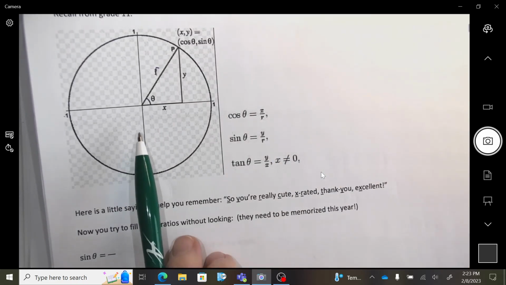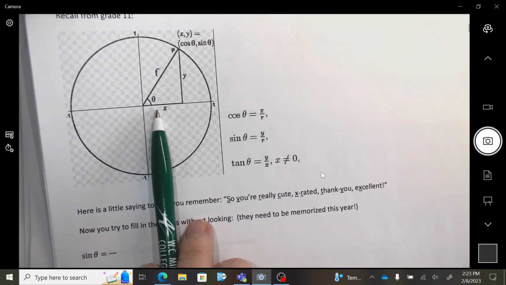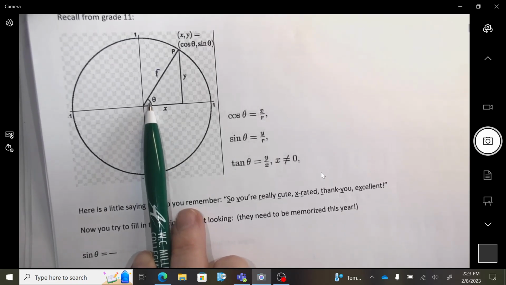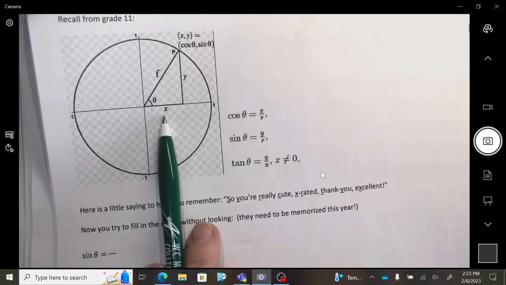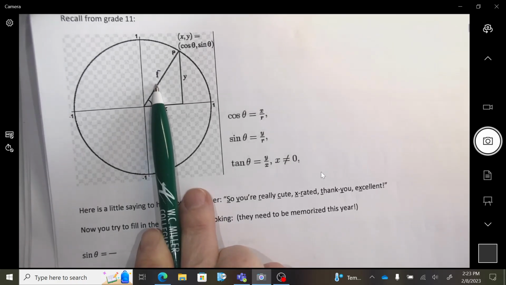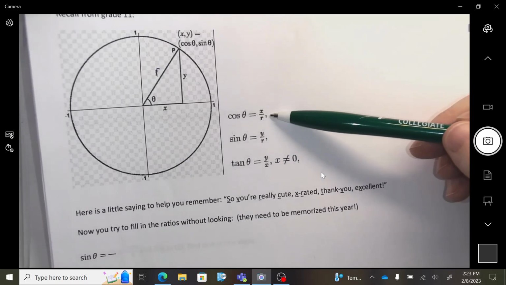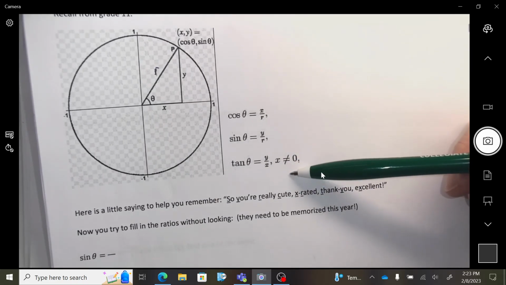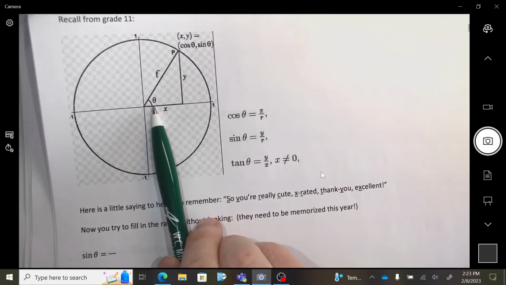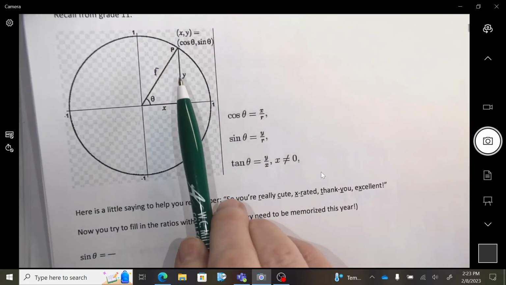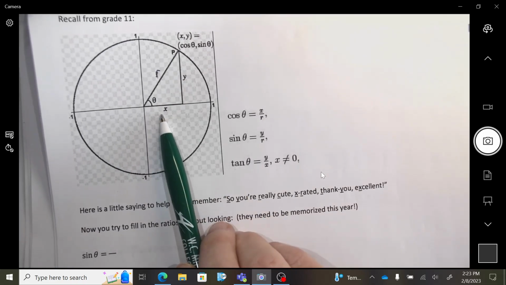What is the cosine ratio in SOHCAHTOA? How do you do cosine? The CAH. How do you do CAH? Adjacent, which is x, over hypotenuse, which is r. And look at that, x over r. Okay, and then tan is TOA. So look at TOA, what would you do? Opposite y divided by adjacent x.